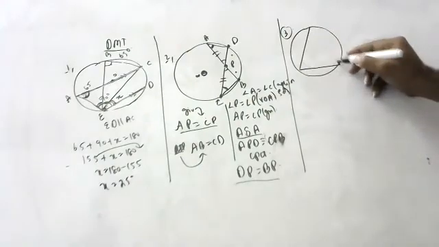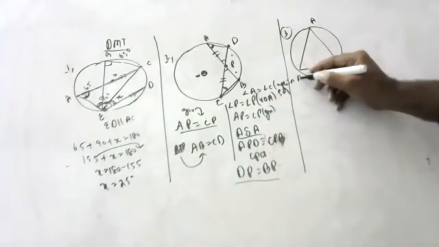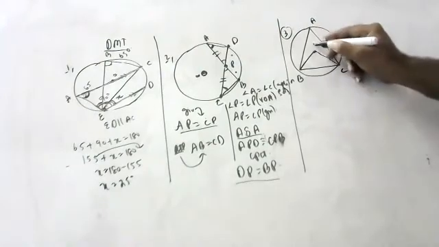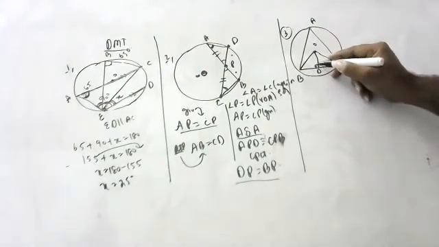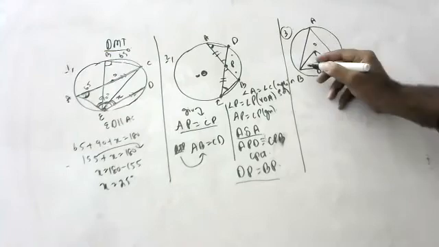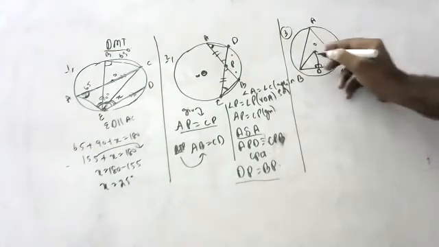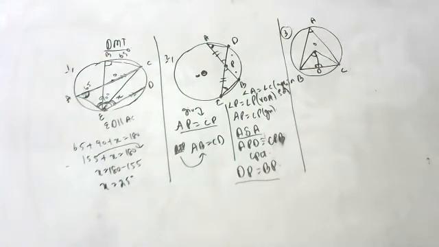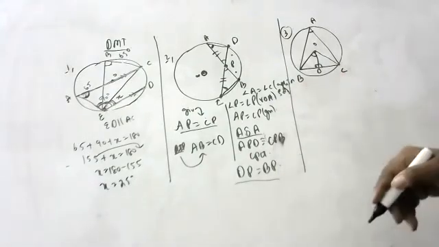Tanmay, can you say this? This is A, this is B, this is C, this is O, this is D. Here, we have to prove that angle BOD is equal to angle A. Angle BOD is equal to angle A, you have to prove, that's all. Can you do it? Very easy sum.